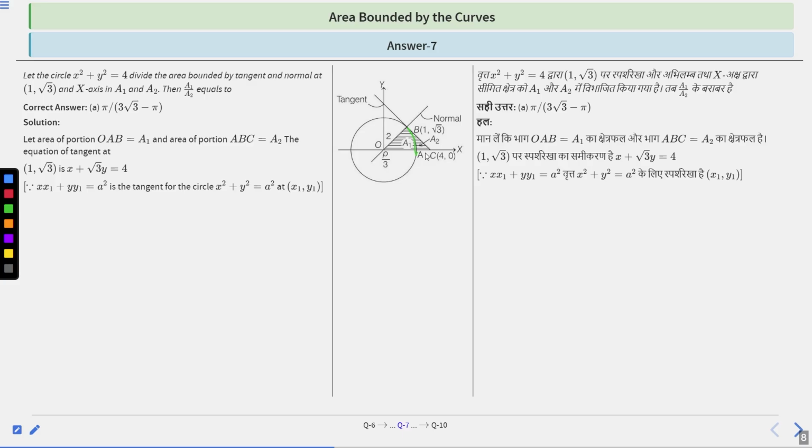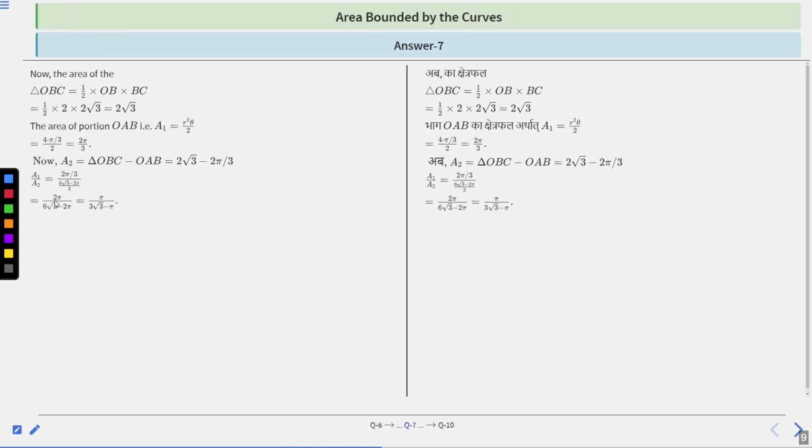The equation of tangent at (1, root 3) is x plus root 3y equal to 4, since the equation of tangent to the circle x square plus y square equal to a square at point (x1, y1) is x x1 plus y y1 equal to a square, right?